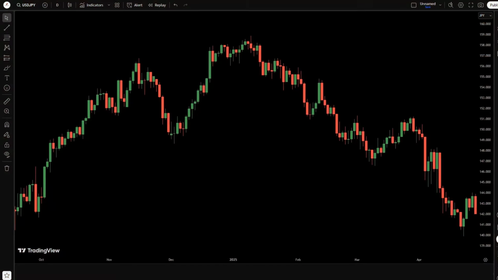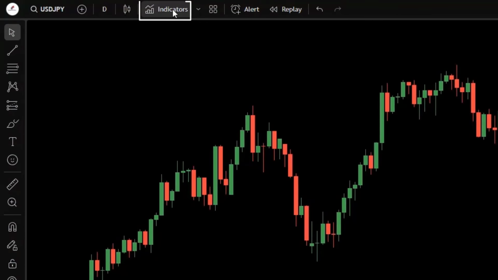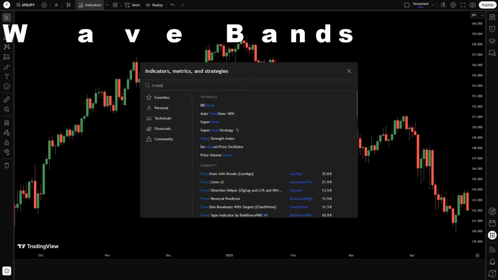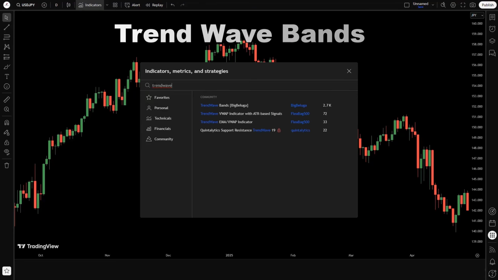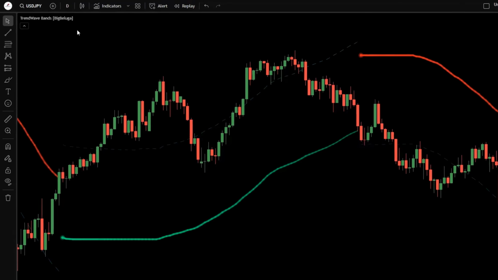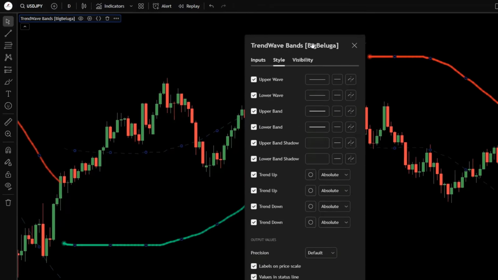So let's get started. First of all, we will click on the Indicators tab. Here in the search box, search for trend wave bands. Now add this indicator to the chart. Now click on the settings icon of the trend wave bands indicator.